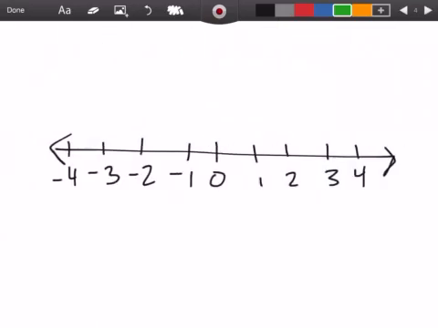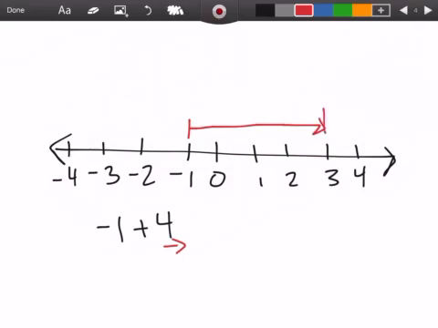One more thing before we move on. I want to show you again how to add on the number line with positives and negatives. So keep in mind that we're going to start on the number line with the first number, and then the second number tells us if we're going to move to the right or the left. So let's say I have negative 1 and I want to add 4. I'm going to start at negative 1. Since 4 is positive, I'm going to move to the right 4 units. 1, 2, 3, 4, and I end up here at positive 3.